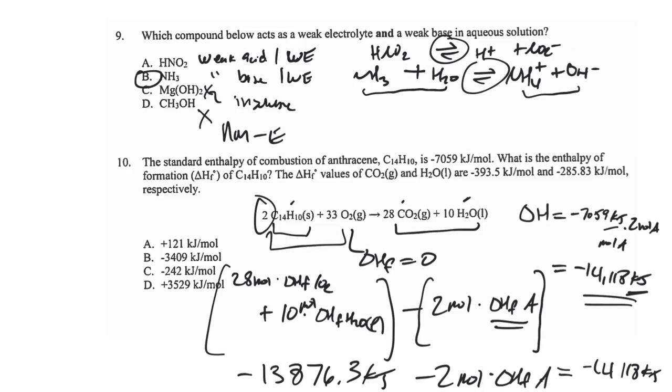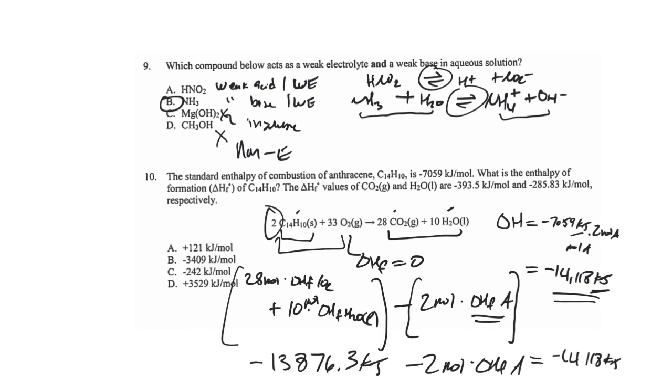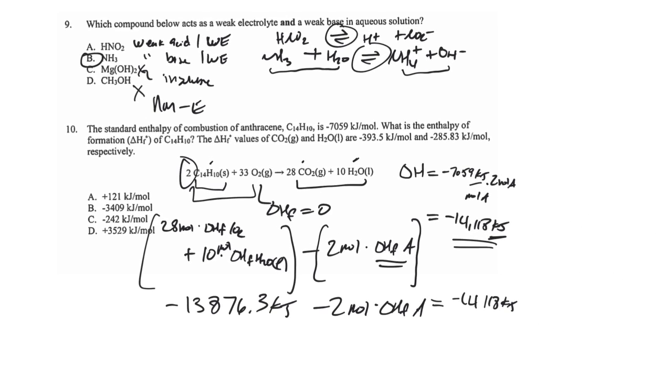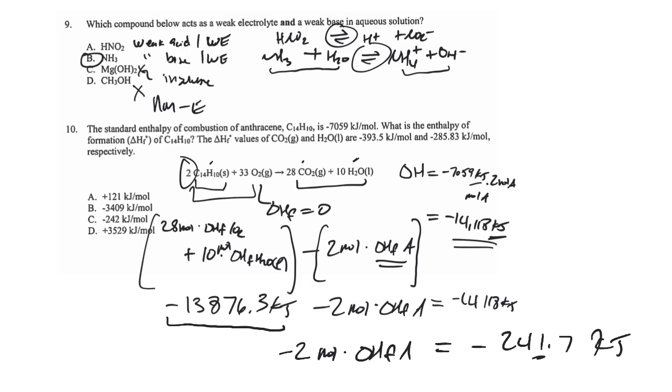Okay, so where do we go from here? Well, I need to add this quantity to both sides. So I need to do the negative of that answer, plus minus 14,118. So by adding 13,876.3 to both sides, I get minus 241.7 kJ equal to the minus 2 moles times the delta HF of anthracene.